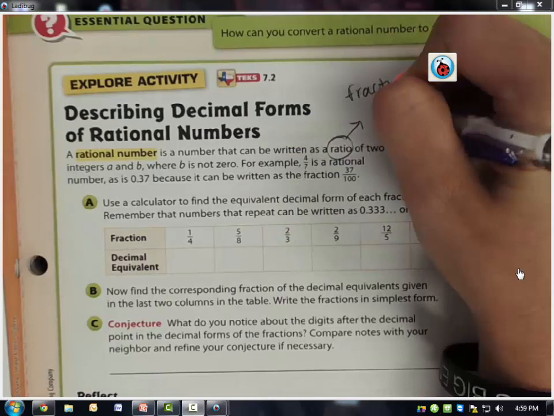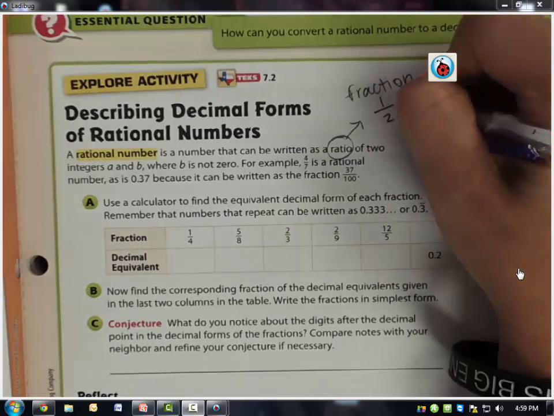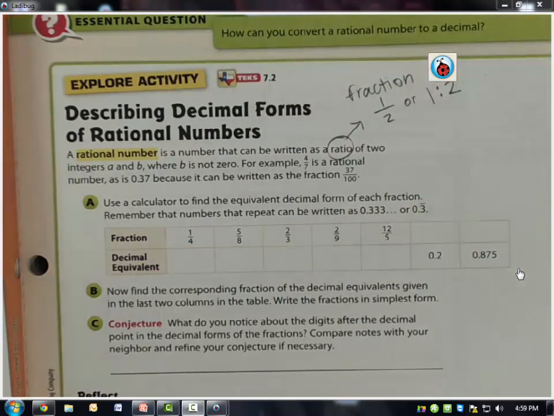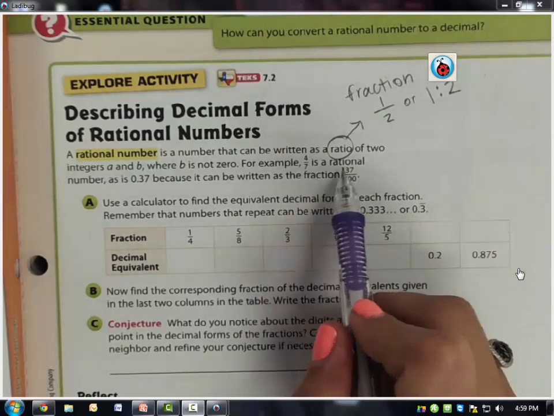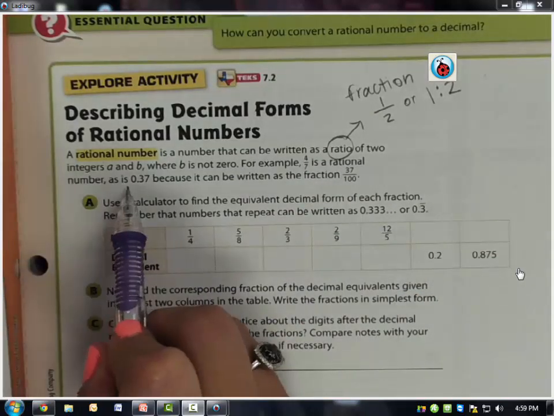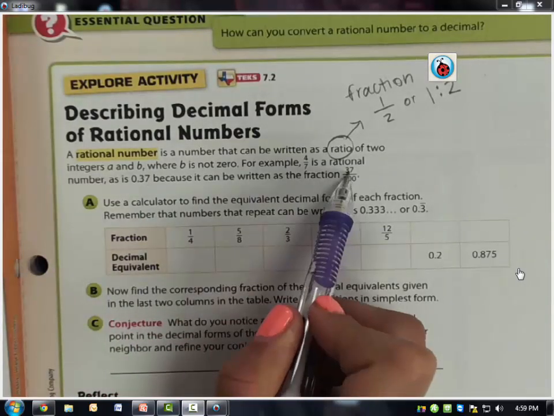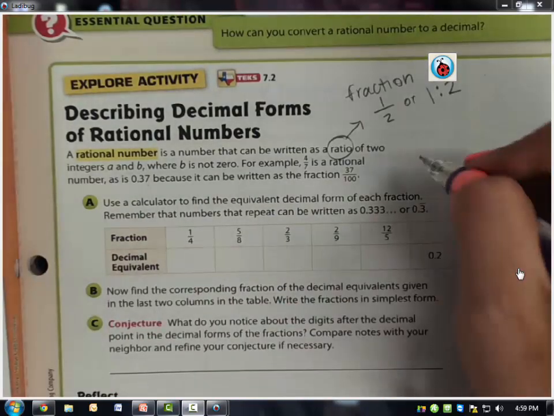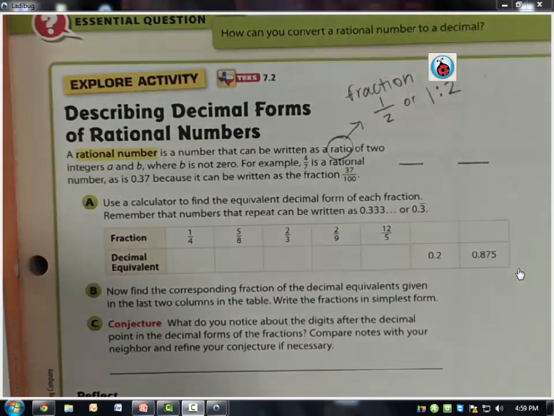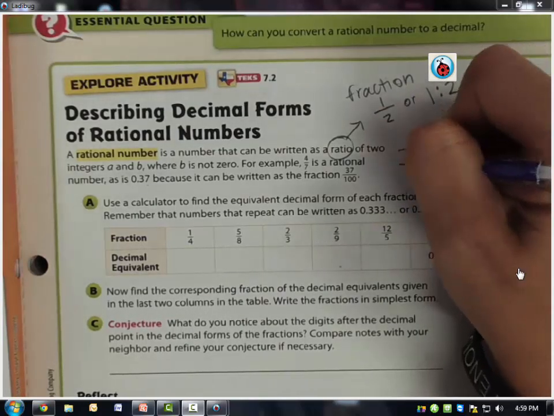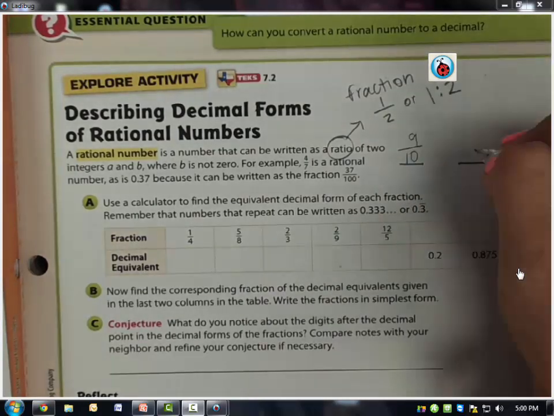Okay, so 1 over 2, or it could be side by side with this little colon right here. So it could look like either one of those. Alright, for example, 4/7 is a rational number, as is 37 hundredths, because it can be written as a fraction, 37 over 100. See if you can list two fractions that you think will be rational numbers. So I picked 9/10, and I picked 3/4.